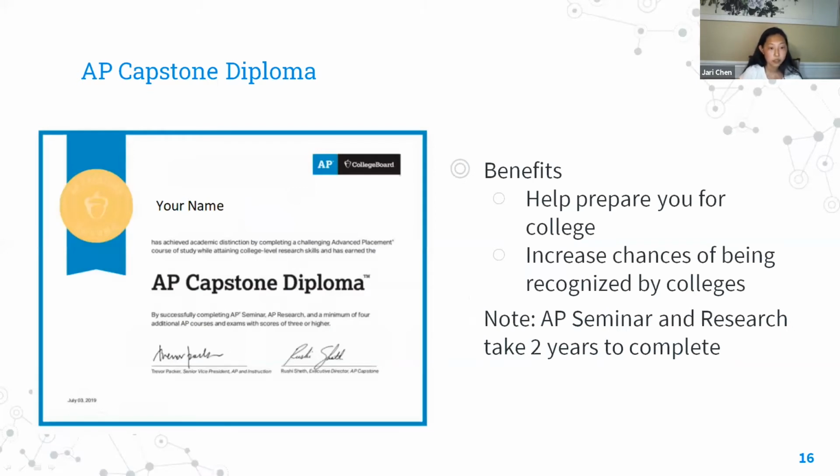The benefits are that you get a cool looking diploma like shown on the left, but also it helps prepare you for college. Because of all of the presenting and researching that you had to do for this diploma, you can do better in college because now you have the experience under your belt. It also increases your chances of being recognized by colleges because they know you had to work for it, so they know how much it's worth, and it can go on your resume. Like I said, it takes 2 years to complete, so you have to plan your time wisely.